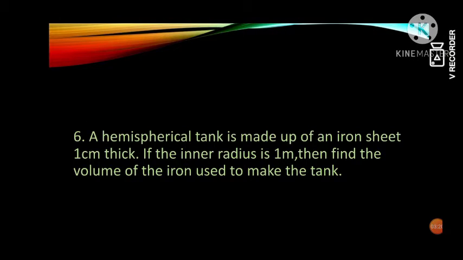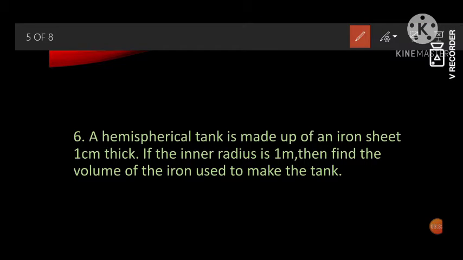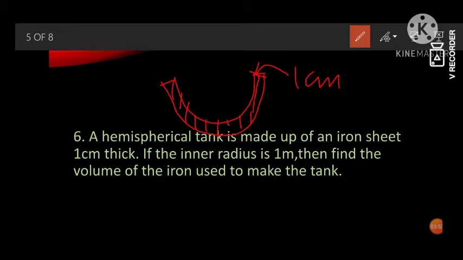Now let us see sum number 6. In sum number 6, it says a hemispherical tank is made up of an iron sheet of 1 centimeter thick. So we have a hemispherical tank. This tank is made up of an iron sheet. So there is another layer of hemispherical tank. This layer is actually 1 centimeter thick. The shaded portion is 1 centimeter thick.